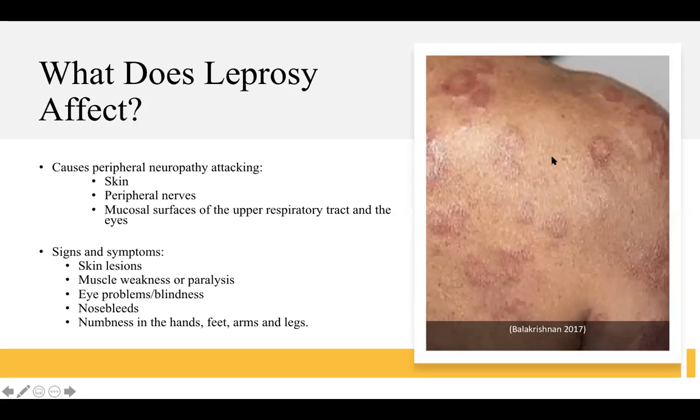is skin lesions. So leprosy is primarily characterized by these skin lesions you can see here. This picture is depicting a patient who is far along in the stages of leprosy. This isn't what it would look like on the first day of contracting it or even the first day of exposure. So we see a lot of muscle weakness or paralysis in patients, a lot of eye problems, again leading to that blindness if they do get complicated, a lot of nosebleeds, and a lot of numbness in the hands, feet, arms, and legs, which again comes back to the mycobacterium attacking the skin and attacking those nerves on the skin.